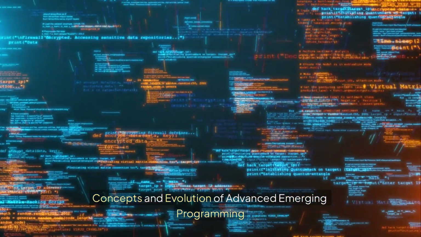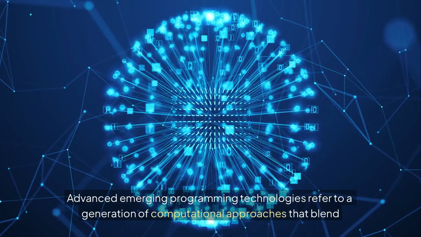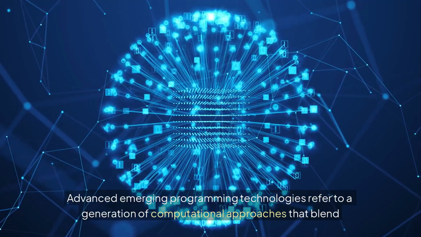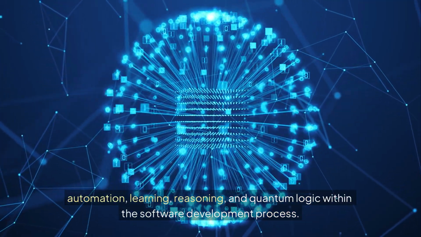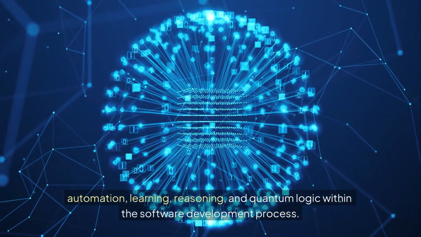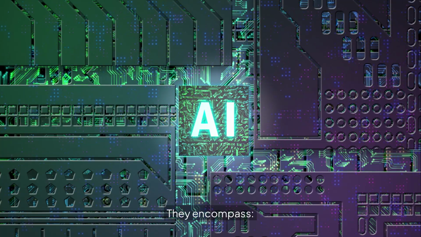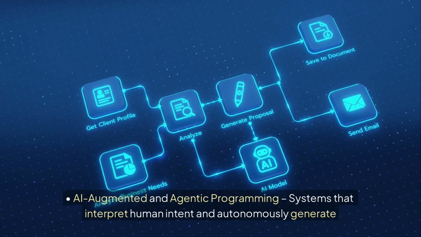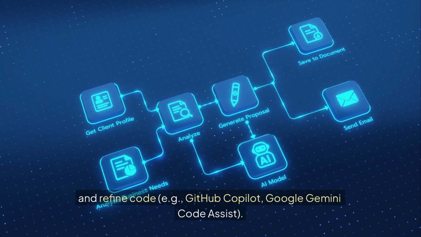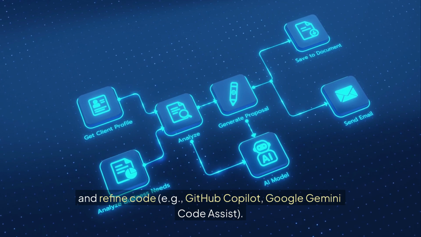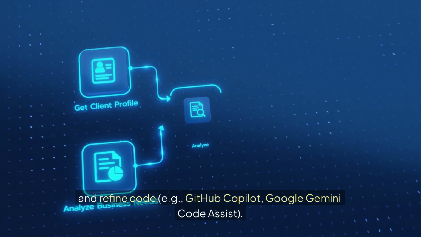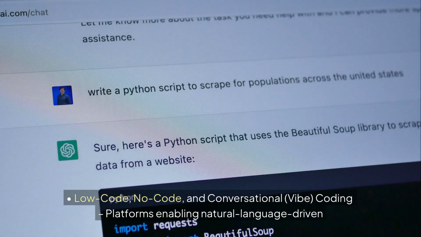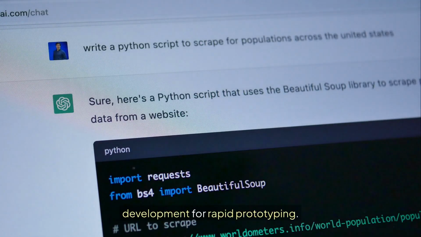Concepts and evolution of advanced emerging programming. Advanced emerging programming technologies refer to a generation of computational approaches that blend automation, learning, reasoning, and quantum logic within the software development process. They encompass AI-augmented and agentic programming, systems that interpret human intent and autonomously generate and refine code, e.g., GitHub Copilot, Google Gemini Code Assist. Low-code, no-code, and conversational, vibe, coding, platforms enabling natural language-driven development for rapid prototyping.